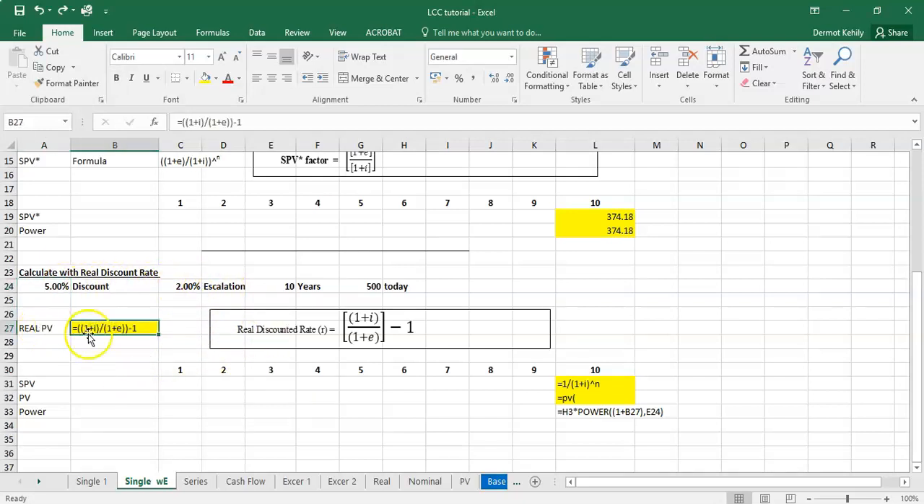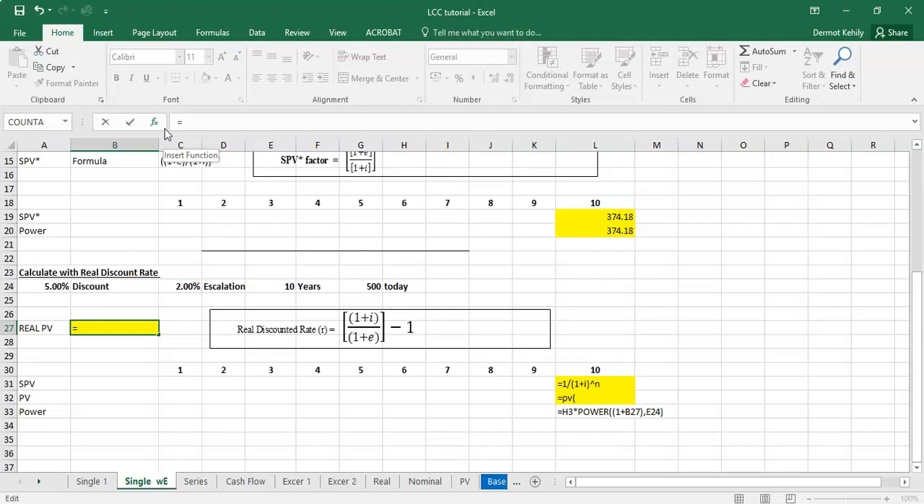If you're to calculate the real present value or real discount rate of that relationship, you've got to use this formula here. So 1 plus I over 1 plus E, minus 1. Okay, so let's try that there. There's the calculation.